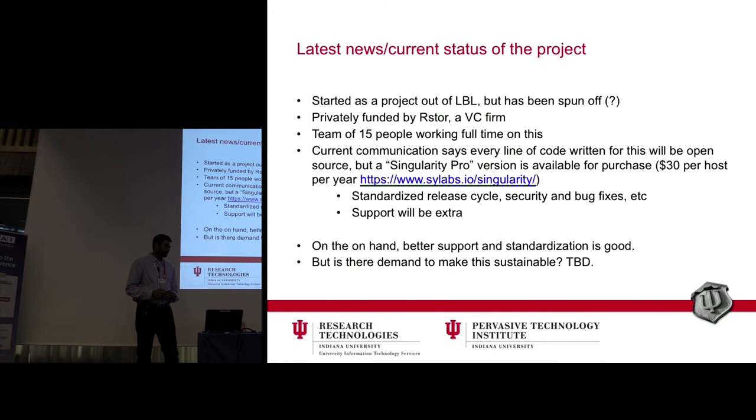I found this out just last month, some latest news, the current status of the Singularity project. It started off as a project out of LBL, but it has been spun off, I think, and now it is privately funded by a group called RStore, a venture capital firm, and they have a team of 15 people working full-time on this project, which is good. The current information that I have says that every line of code that they write is going to be publicly available on GitHub, but they reserve the right to release a Singularity Pro version, or they actually have it. You can go buy it on their website. It is available for $30 per host per year right now, when I checked yesterday. That will give you a standardized release cycle, security and bug fixes, etc. You can also pay for support if you want that.